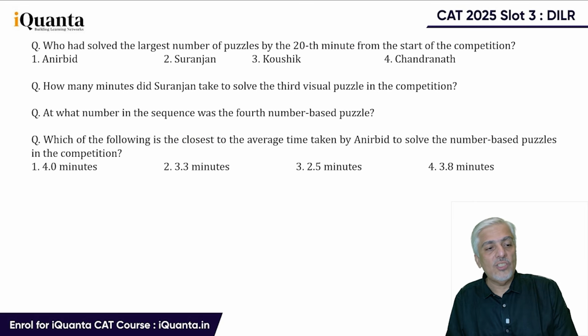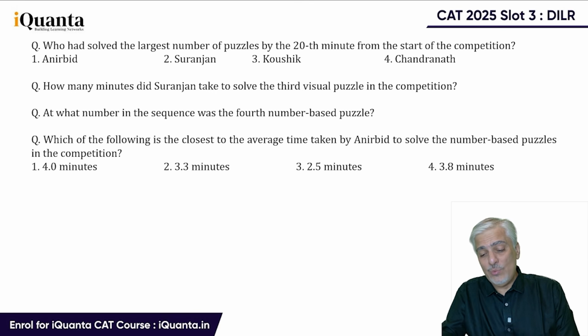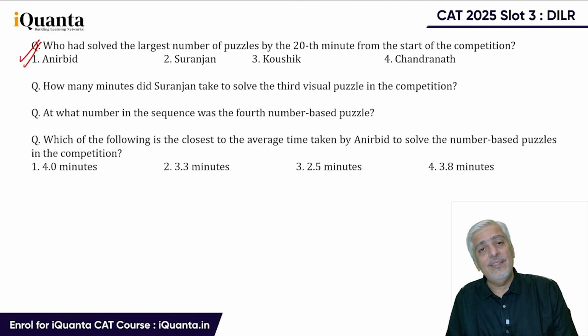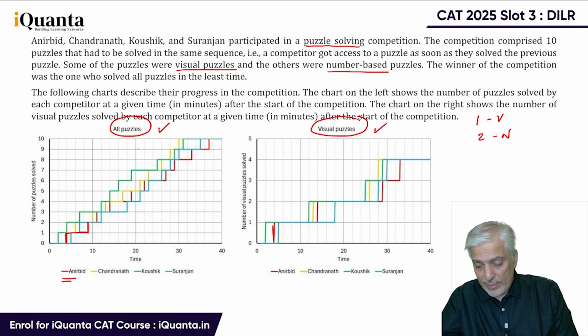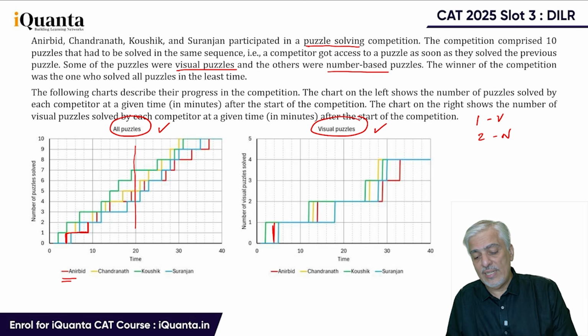Who had solved the largest number of puzzles by the 20th minute from the start of the competition? This was like a piece of cake given to you. Why? Just think a little bit. Just go to the first graph, 20 minutes, draw a straight line down. This is the 20 minutes line. Who's at the highest point? Who has solved more puzzles than anybody else?